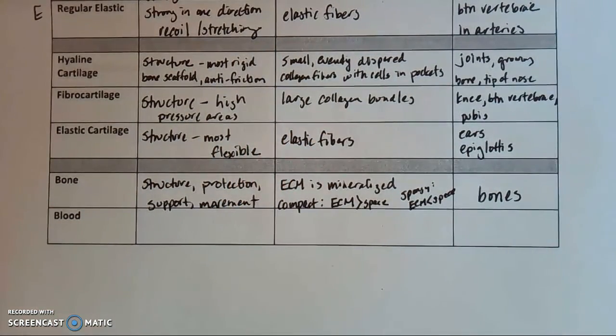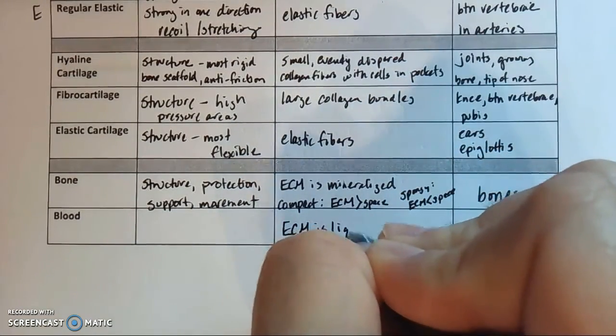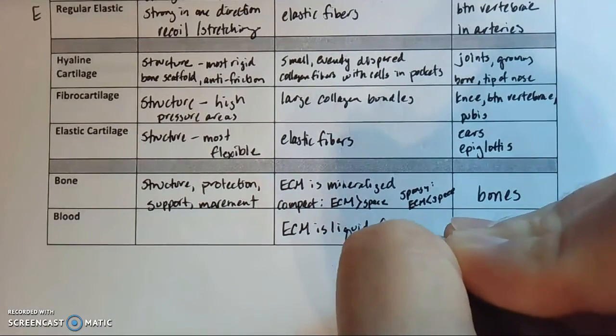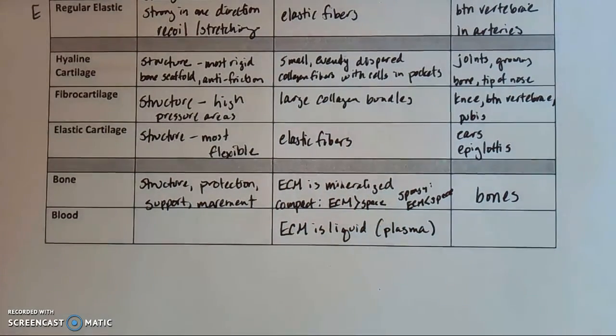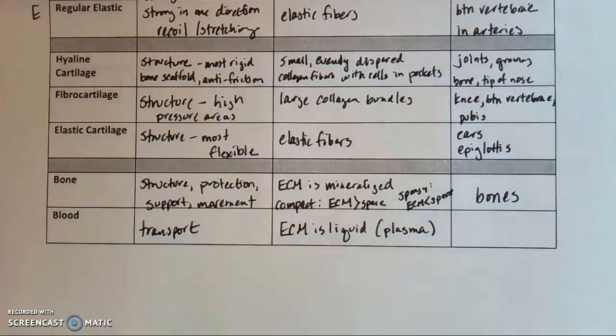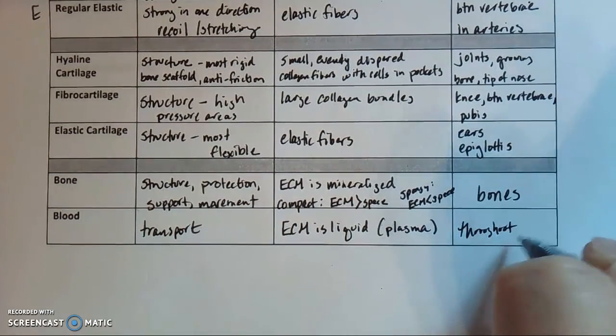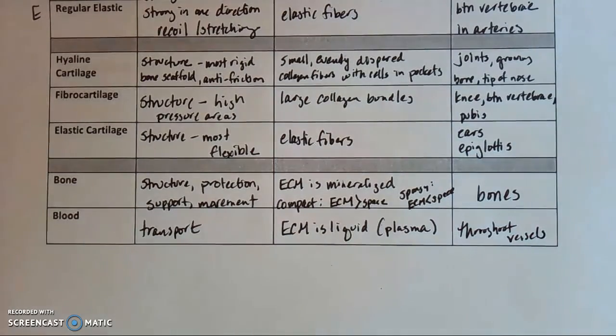Our last one is blood. And the characteristic here is the ECM is liquid, which we called plasma in a previous video. So the cells are floating around in there, but there's a lot more plasma than there are cells. And it transports things. So it transports gases, it transports nutrients, it transports waste. Location, throughout vessels. So those are all the different types of connective tissue.